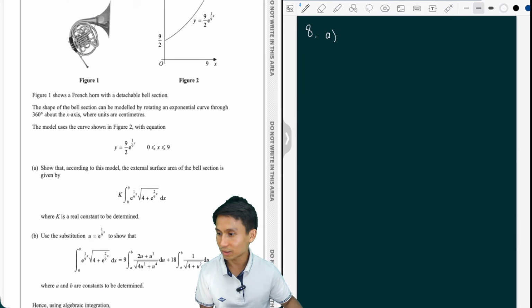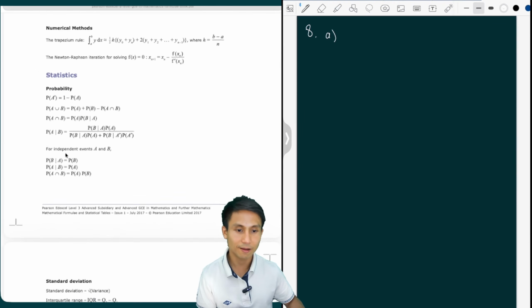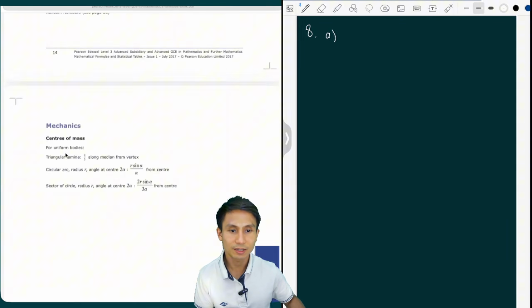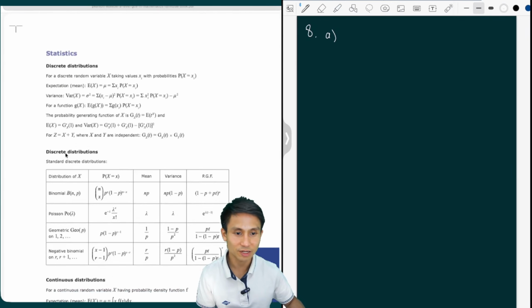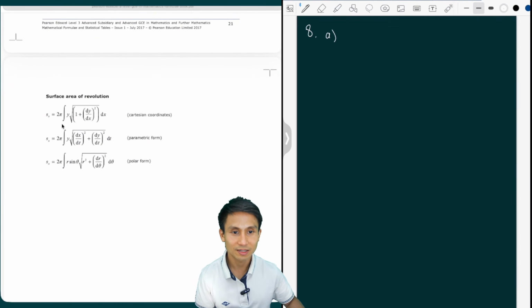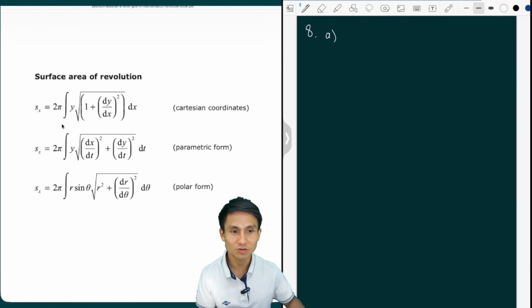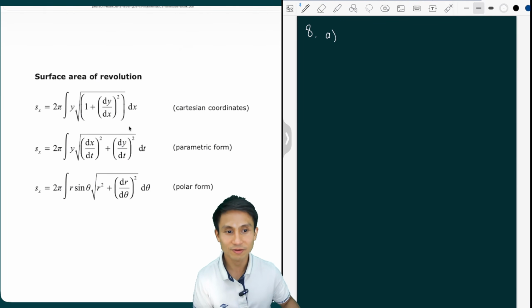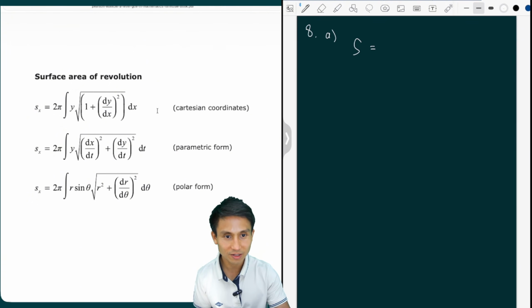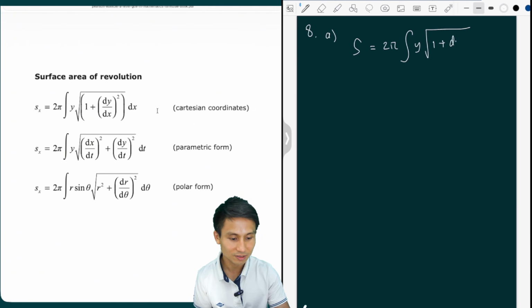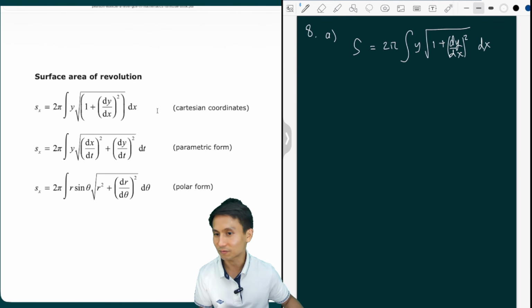Alright, so let's have a look at the formula sheet. This is the external surface area, so we should look at this formula here because this is also a revolution. So we're going to use the top one because we have normal Cartesian coordinates, right? So we have surface area is 2 pi integral y square root of 1 plus dy by dx all squared dx. So that's the formula there. Let's get back to the question.